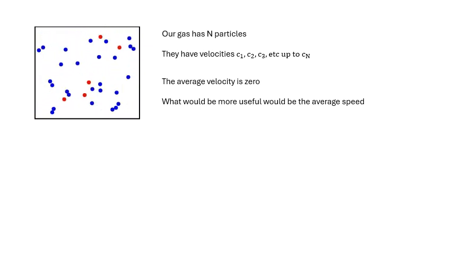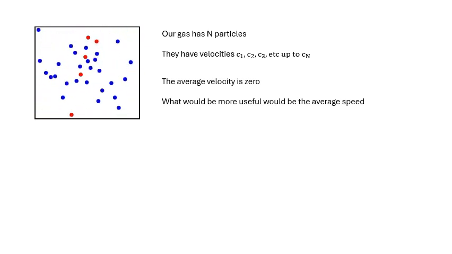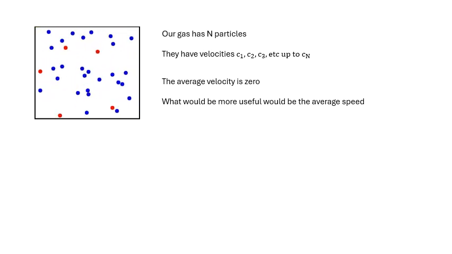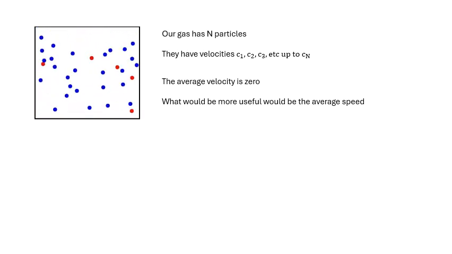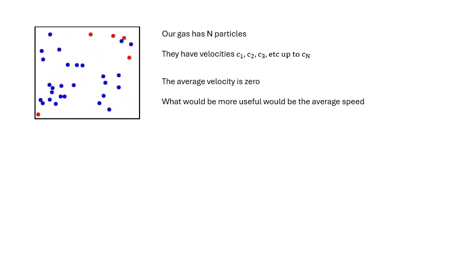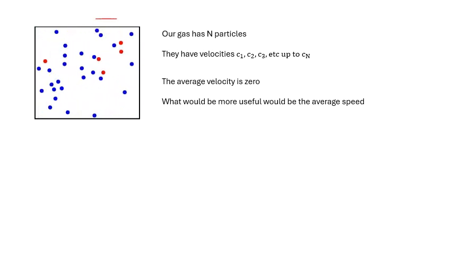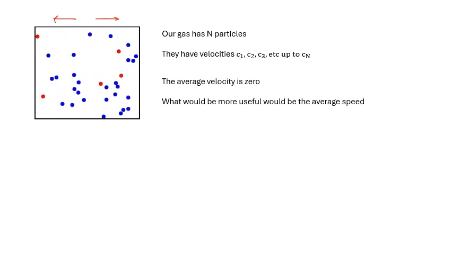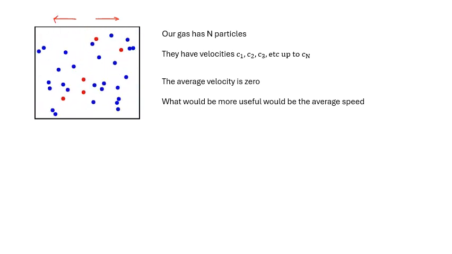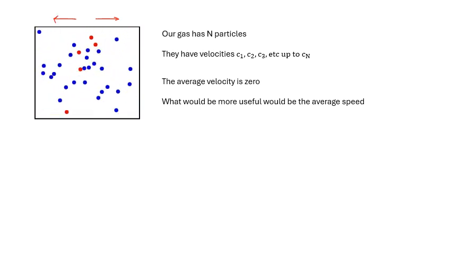Okay. Now, interestingly, the average velocity is 0. You know why, don't you? Because velocity is a vector. And for every particle which is moving that way, there'll be another particle which is moving that way. Yeah, so there'll be positives and negatives. The average velocity is actually 0.